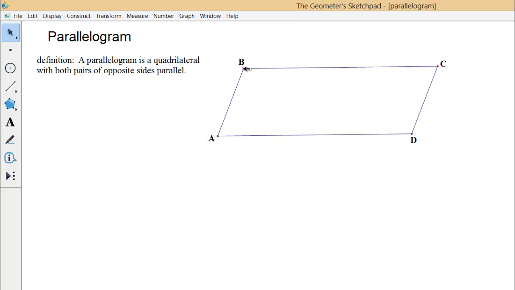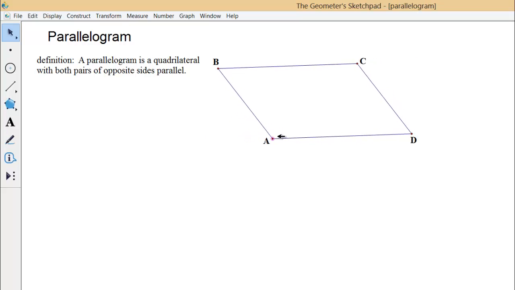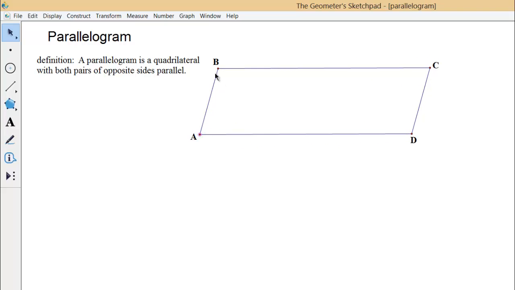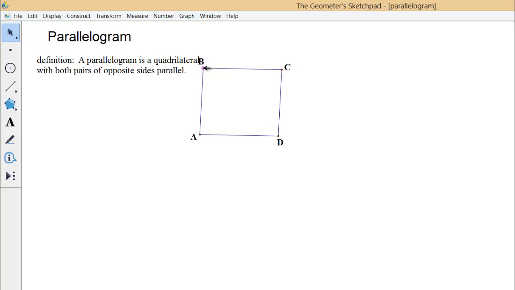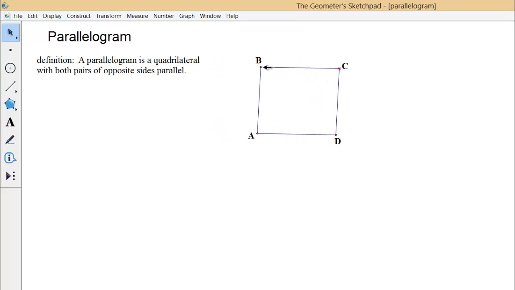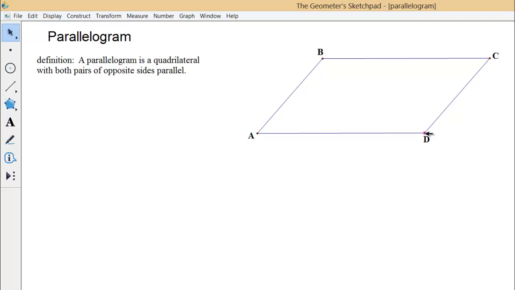But notice that we can keep both sides parallel and still have, this time, a rectangle, or possibly a rhombus. Or maybe even a square. So a parallelogram can be a number of other, more specific things, but just the fact that we have opposite sides parallel will give us a parallelogram.